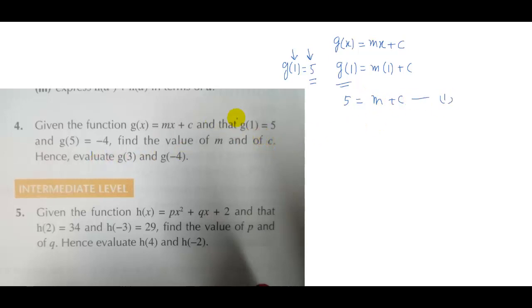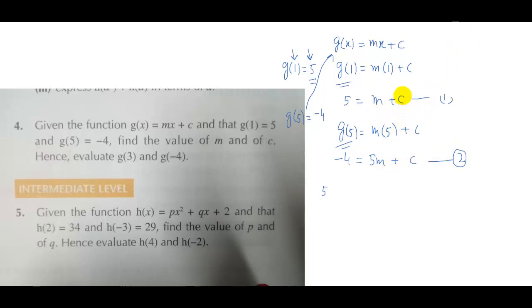Now the second is g(5), the input is 5 and the output is minus 4. So when we put 5 in the function, this value will be minus 4, so 5m plus c. So this is equation number 2, and now we will solve both simultaneously.